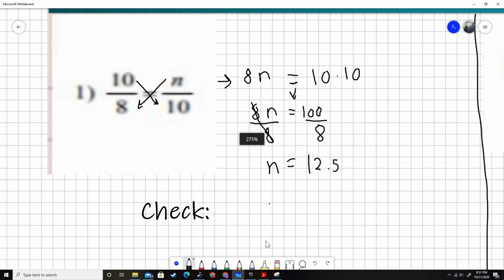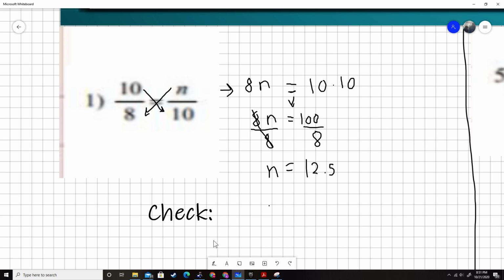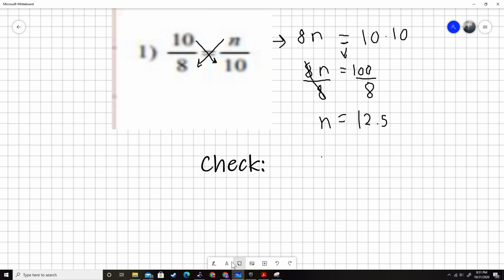So down here, we're just going to check what we got, because we always have to make sure that these equations have the correct solutions. Over here, I have 10 over 8. On the other side, instead of n, I have 12.5, and that's over 10.